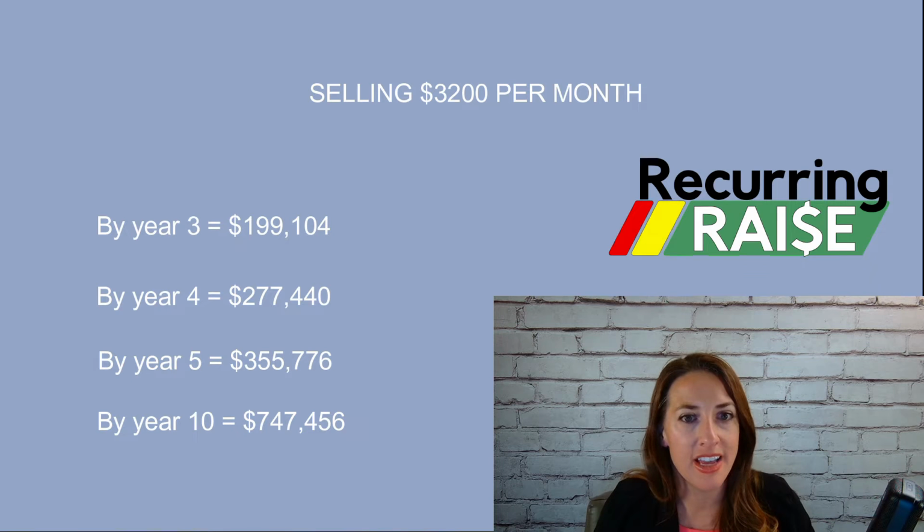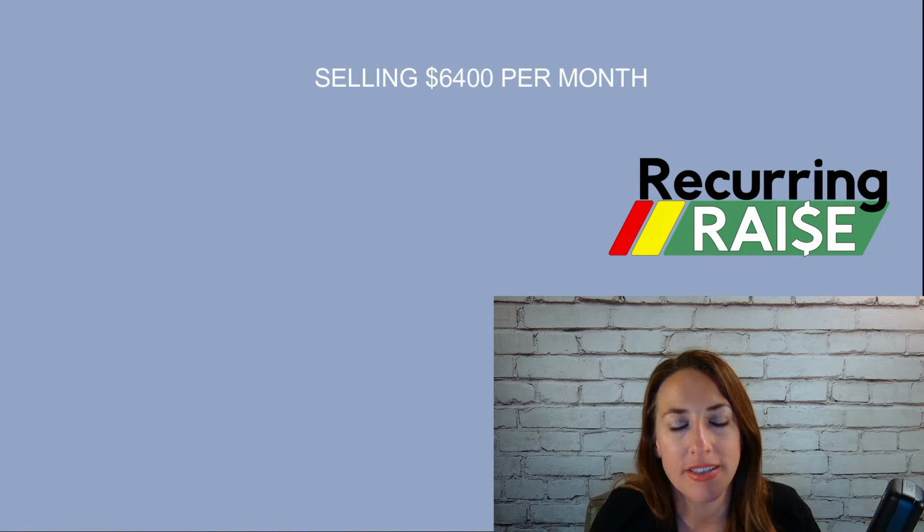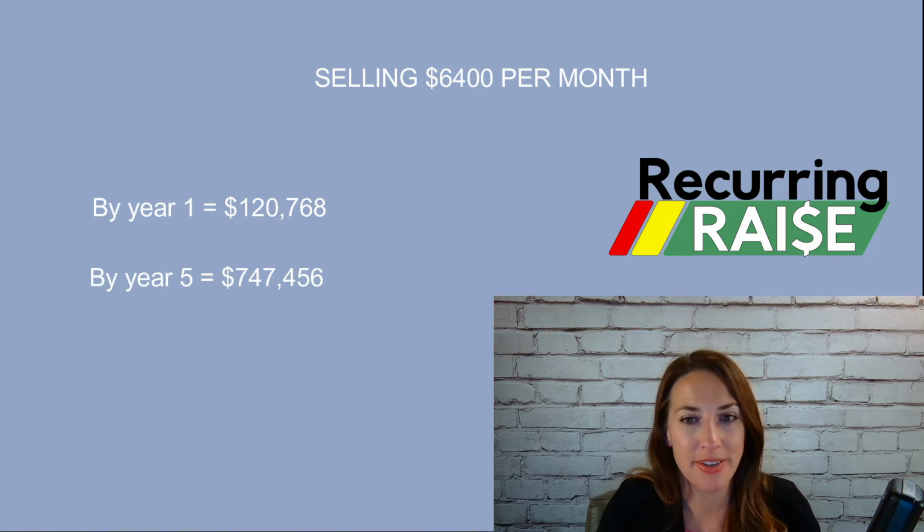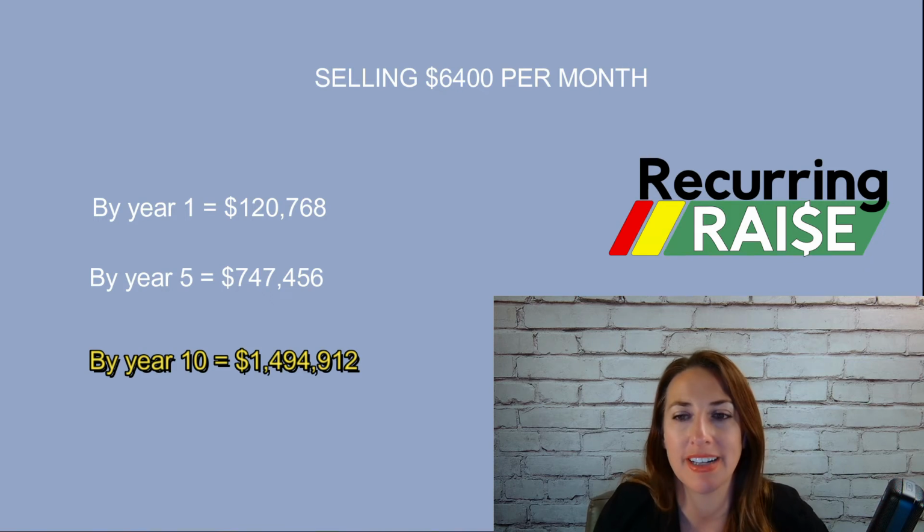By year 10, you're making about $747,000 per year. If you want to cut this time in half, then simply double your $3,200 to $6,400 per month. This gets you to $120,000 by year one, $747,000 by year five, and $1.5 million by year 10.